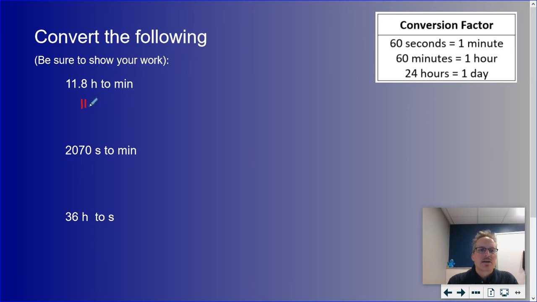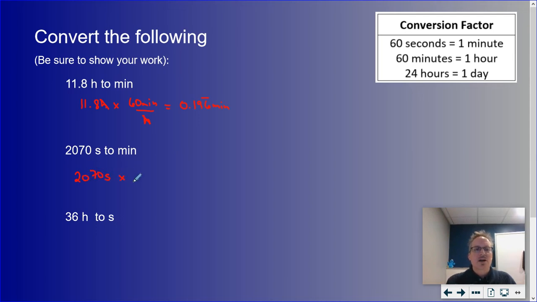So I have 11.8 hours. I know that there are 60 minutes in 1 hour. So hours on top, hours on the bottom. So 11.8 times 60 is going to be roughly 708 minutes. Again, we've got 2,070 seconds.